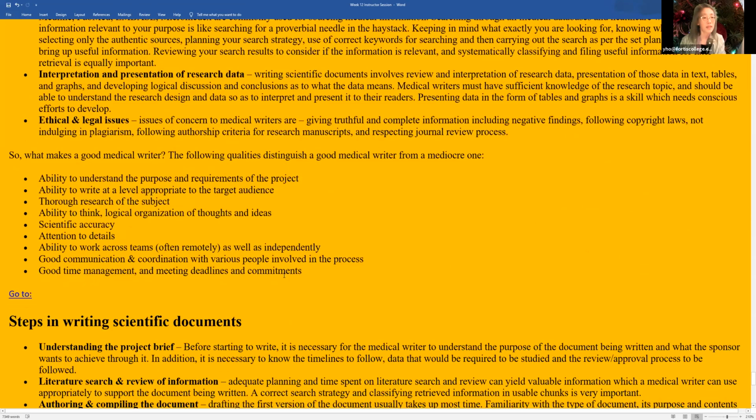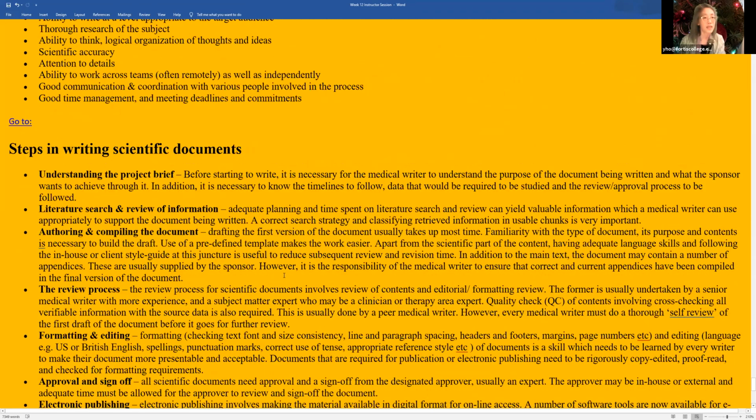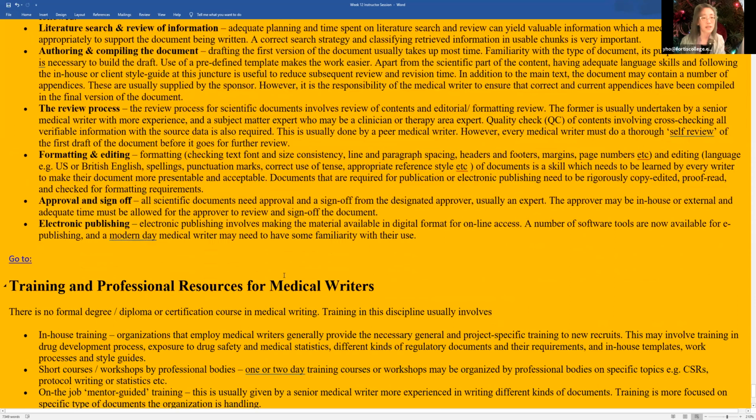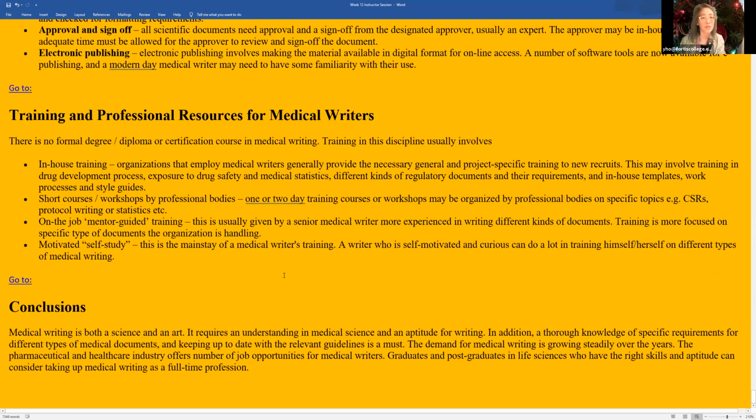And here you have steps in writing a scientific document, training and professional resources for medical writing. And so, medical writing is both a science and an art. It requires an understanding of medical science and an aptitude for writing.